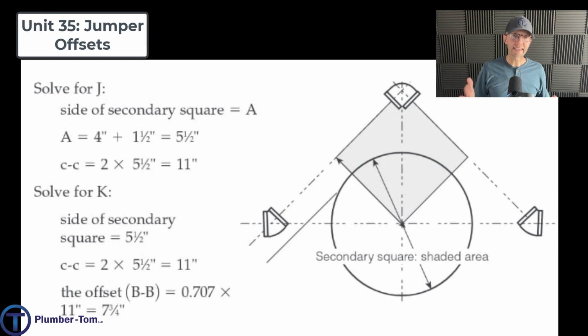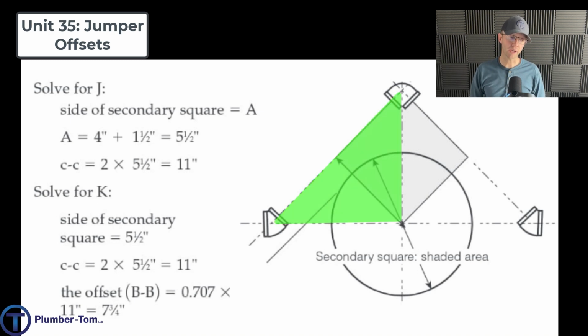Sample problem 1 gives us the opportunity to figure out one more length that will be useful to us as we're solving these other jumper offsets. And that is the side of these other triangles that are created. We figured the diagonal from fitting to fitting is 11 inches. But you see how there's another triangle created below? And it has a diagonal itself. One of the sides of those being the length of the side of the secondary square.